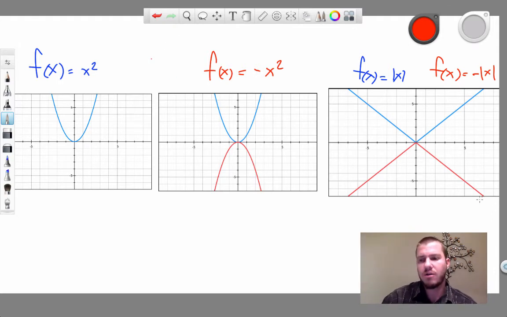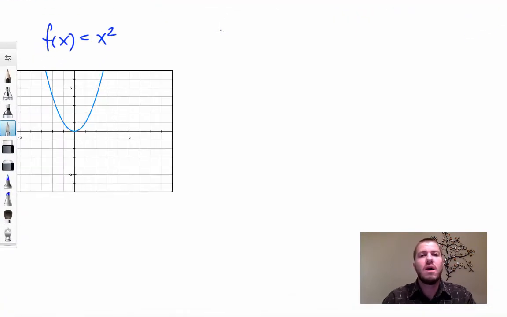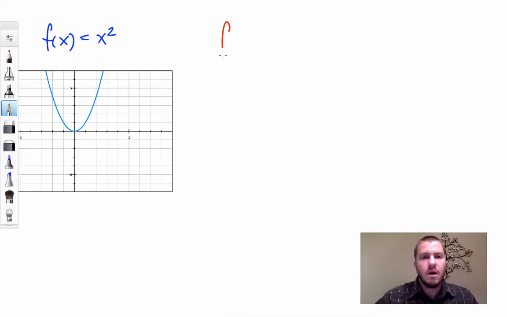So let's talk about the shifting. Again, we'll start with the parent function of the quadratic, f of x is equal to x squared. And for this one, let's look at shifting, and it would be f of x is equal to x minus 2 squared.